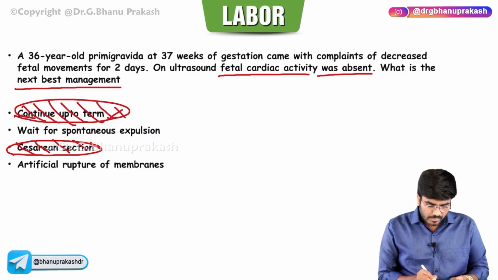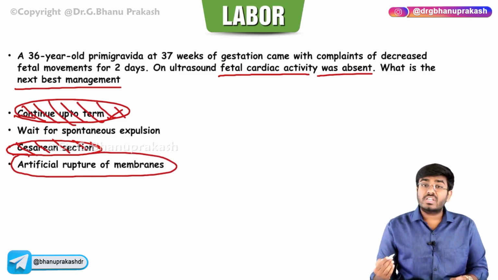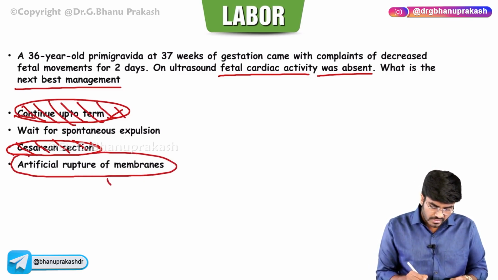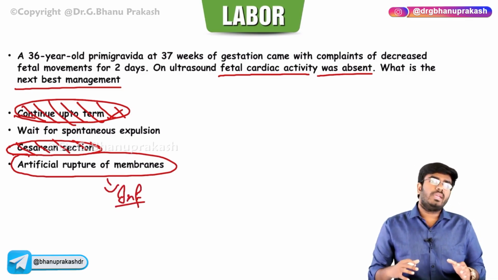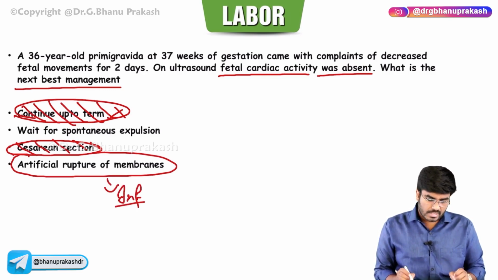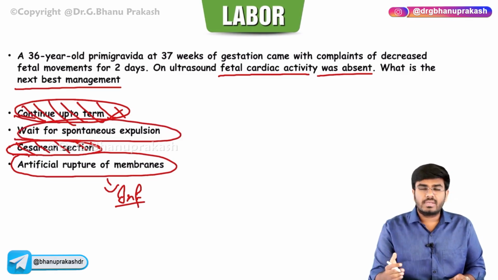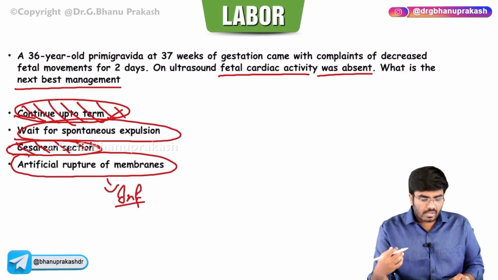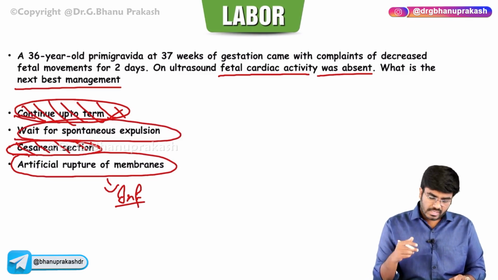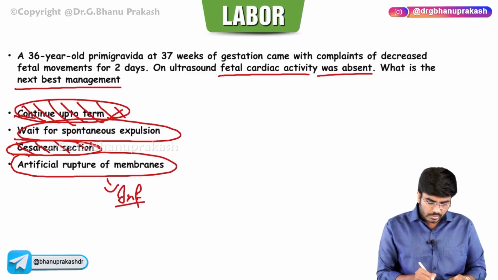And artificial rupture of membranes, guys: when the baby is dead and getting macerated inside the uterine cavity, if you do artificial rupture of membranes, there is a lot of chance of infections. So having a dead baby inside the uterus, we usually don't go for artificial rupture of membranes. So what we will do is wait for the spontaneous expulsion to happen. If spontaneous expulsion is not happening, we will induce the labor with oxytocin, but we are not going to do the artificial rupture of membranes.